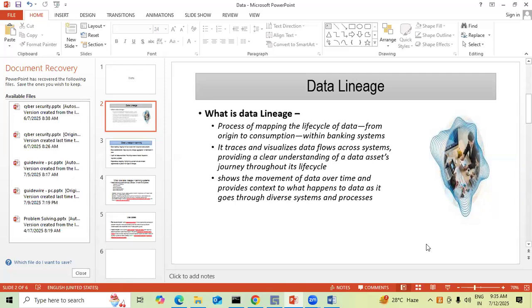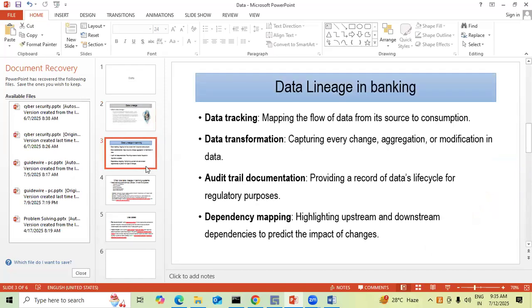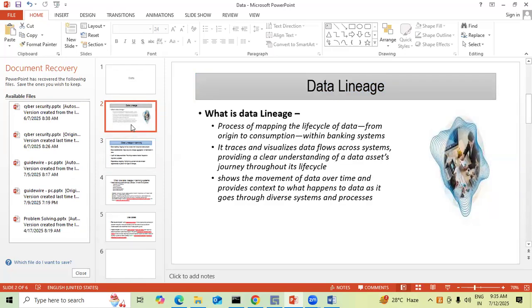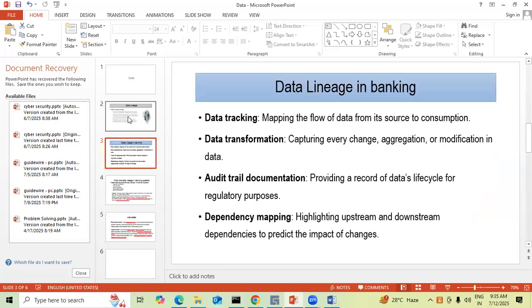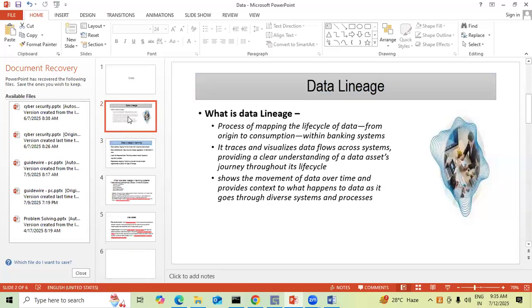So in this process, understanding data lineage, how important it is, and the different things involved in it, such as data tracking, transformations, audit trails, etc., is always important for us to know, even about the dependencies and mappings, all that. So for this reason, data lineage is essentially required.